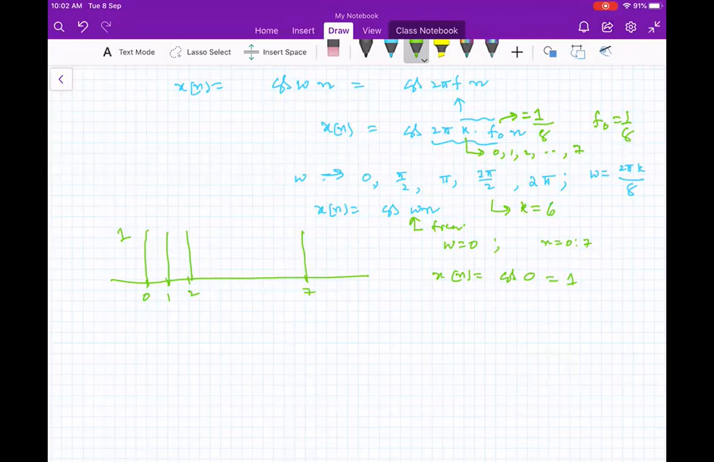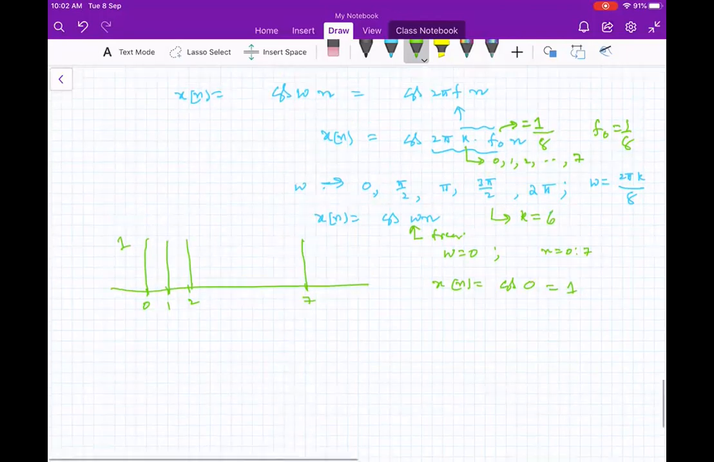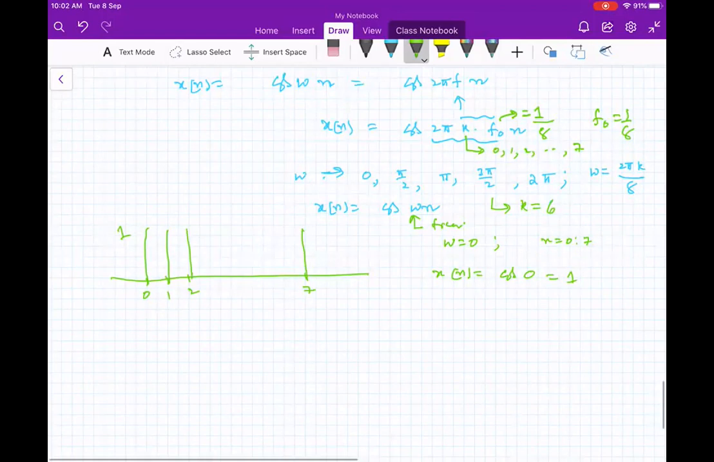See, f naught I'm not varying here. The omega frequency I'm varying, putting just a normalization term as f naught. So I would like to see how the discrete frequencies look like. Which is a high frequency in the discrete case.